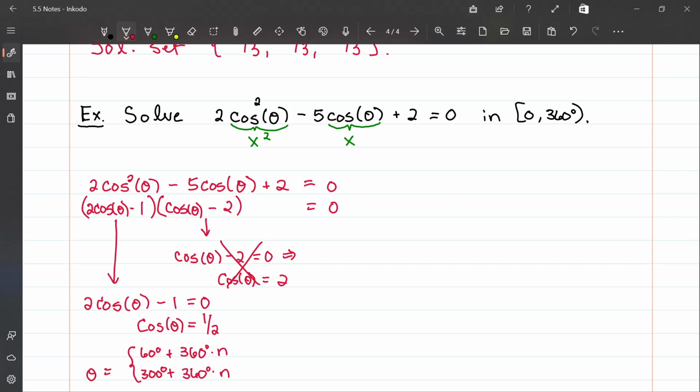Actually, this is enough to figure out what our solution set should be. Our solution set should be 60 degrees for one answer, and for the other one, 300 degrees, since clearly all the rest of them are going to be outside of the interval that we are interested in.